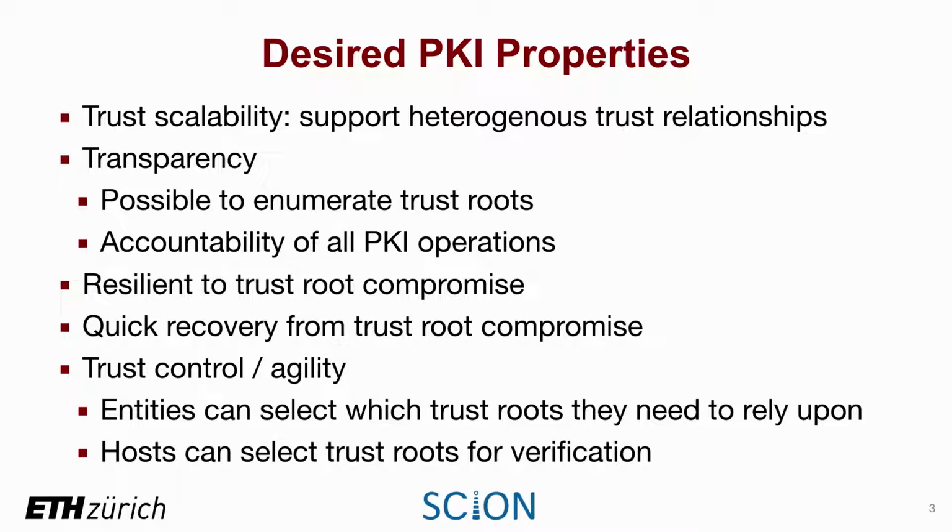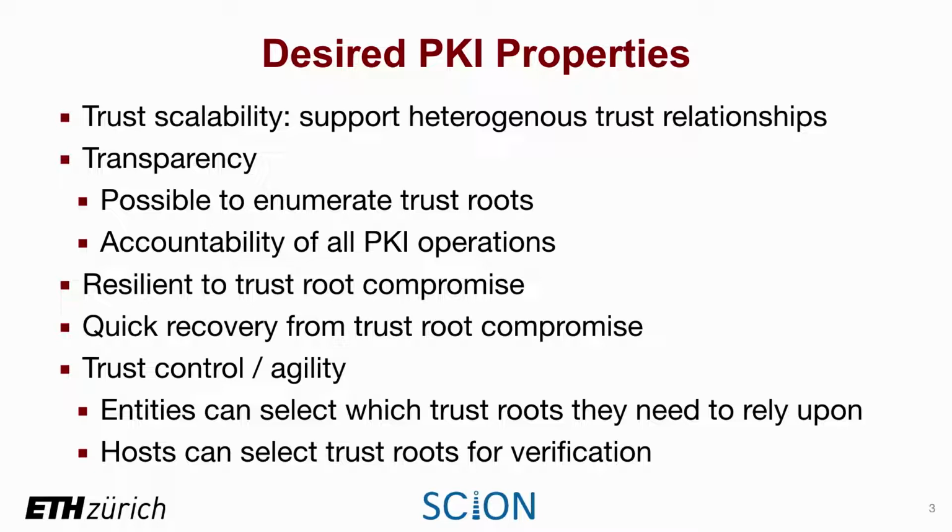Next, we'd like to be resilient to trust root compromise. And as we know, different entities sometimes make mistakes, and we've seen this in many cases in today's world. And we'd like to build a system such that the system provides some level of resilience to malicious CAs or malicious entities that have compromised the root of trust. Next, once a root of trust compromise does happen, we'd like to be able to quickly recover from it.